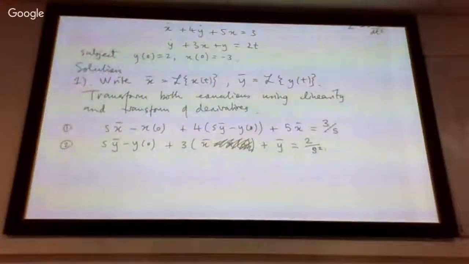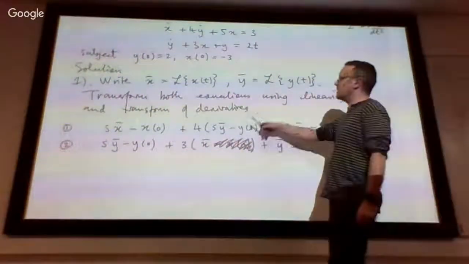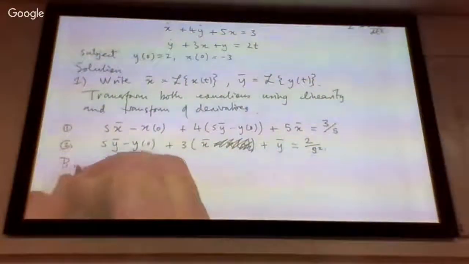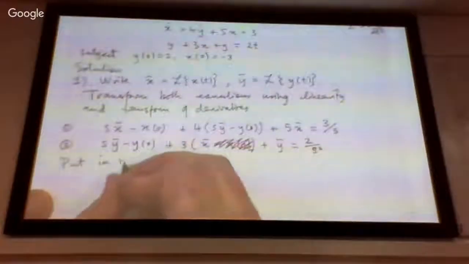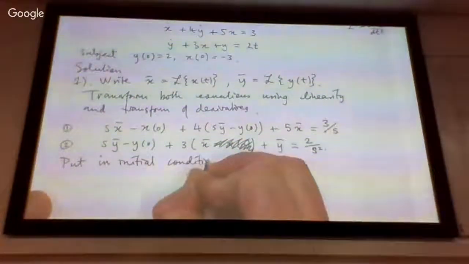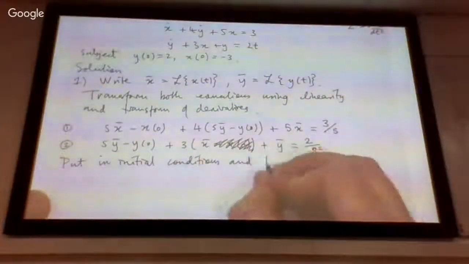Now you see we've got these constants here, x of 0, y of 0. They were supplied to us. So we'll put in the supplied initial conditions, and we'll tidy up a bit.